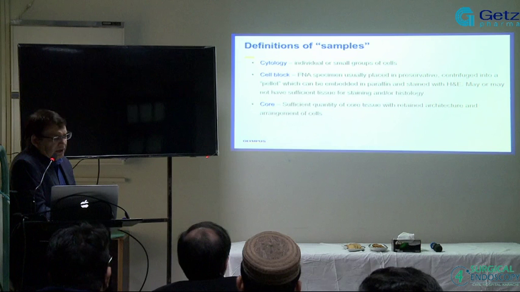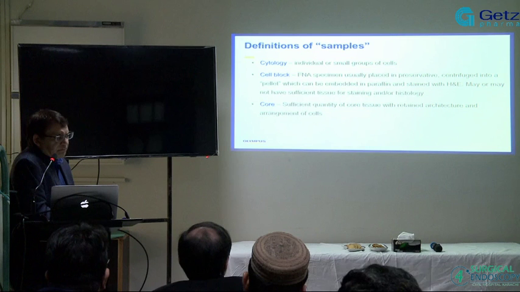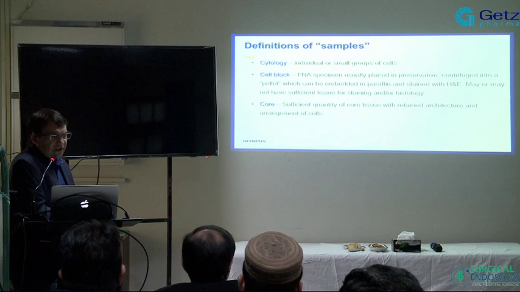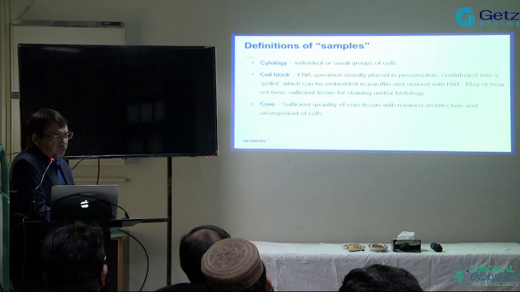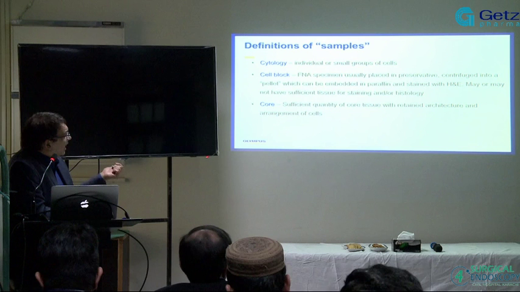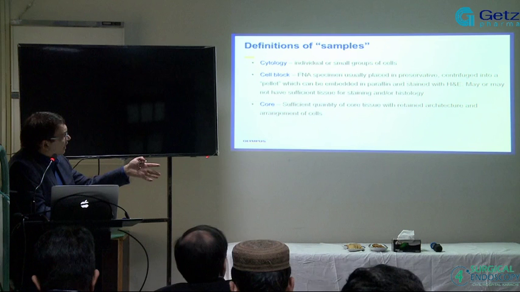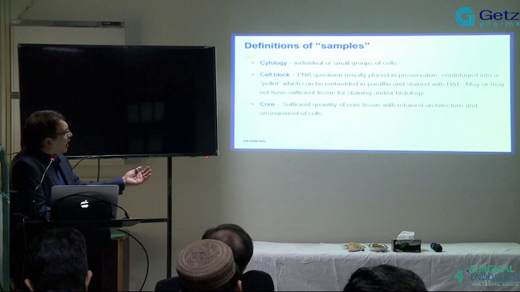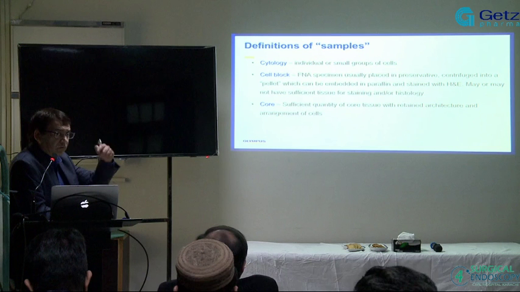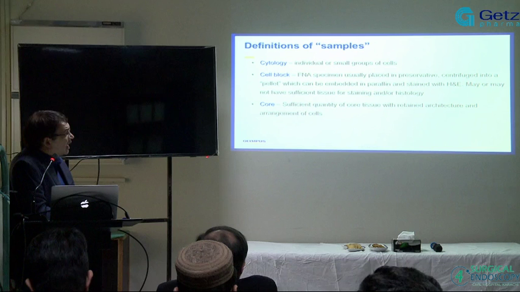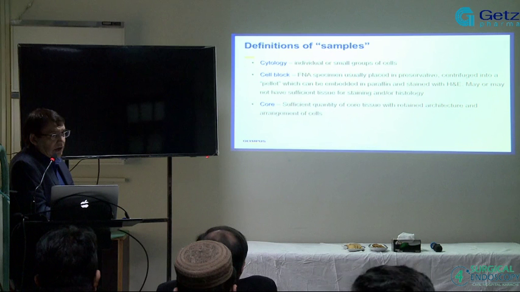A little bit about the definition of samples. Cytology is really mainly individual cells or a group of cells. That's what you need. Cell block, we send that, and that is tissue you get there, that is placed in the preservative. It goes to the lab, they centrifuge it, or what we call spin it, make pellets out of that, then cut those, and then make the slides and stain those.